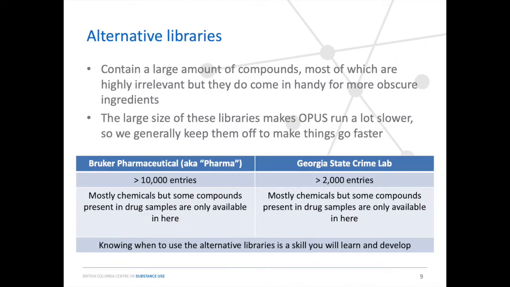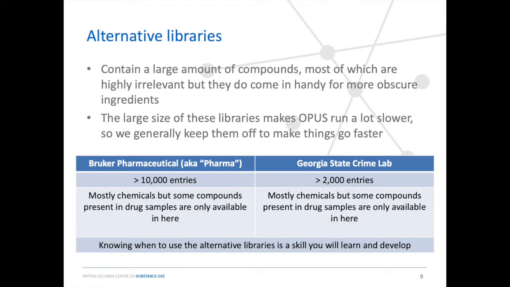There are, however, other libraries available. These other libraries are much larger and contain obscure compounds that don't come up very often. The reason we generally don't have them on in the primary analysis is because they are so large, containing thousands of compounds, it makes subtractions very slow to perform and increases the time it takes to complete a drug check. The Bruker Pharma library is the largest, containing almost 10,000 compounds. The majority are chemicals that are not relevant to drug checking. The other is the Georgia State Crime Lab Library, which has over 2,000 compounds. These libraries have some things that come up while drug checking that are not contained in the primary libraries, but it's still preferred to keep them off generally.